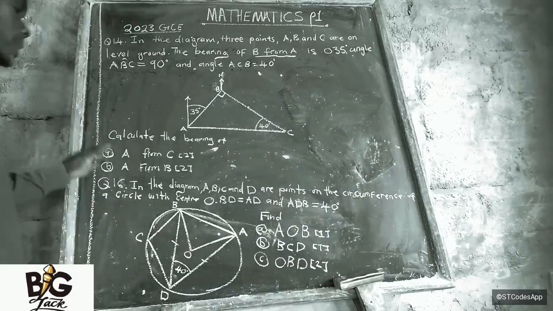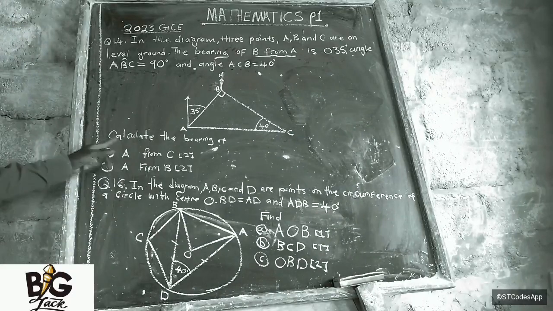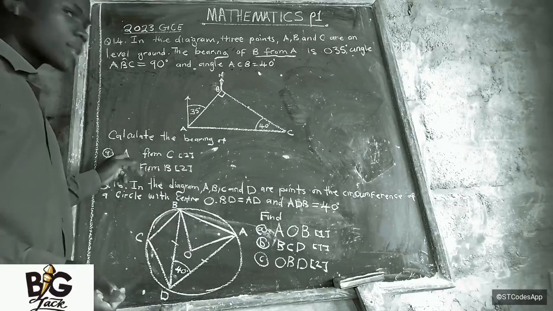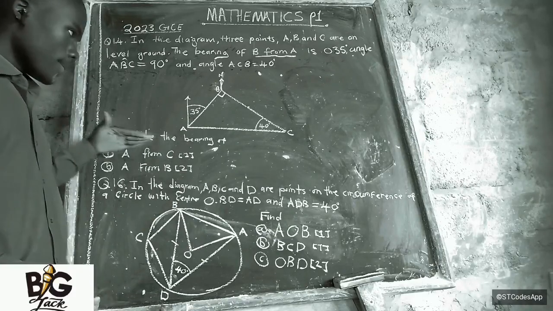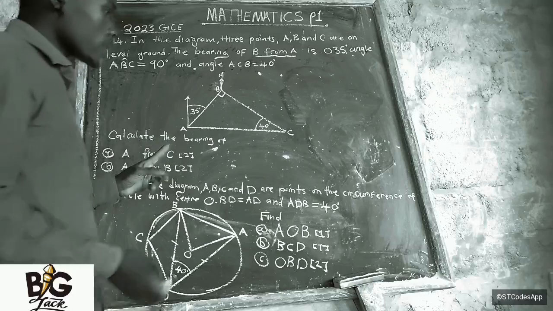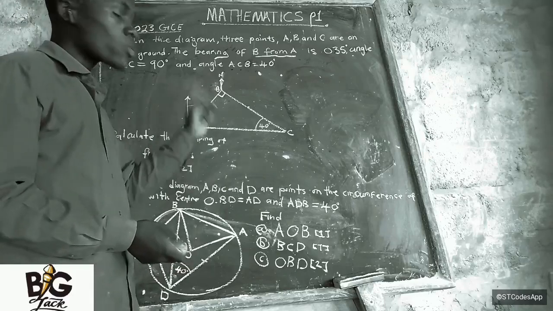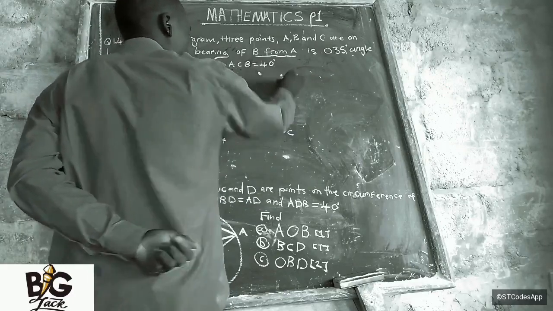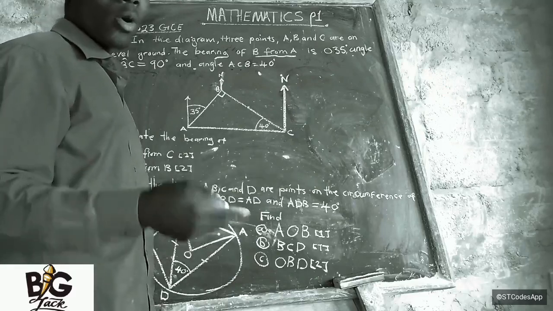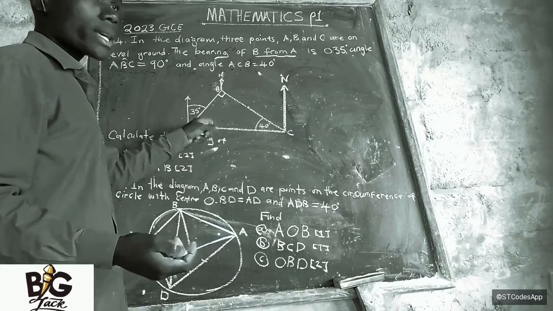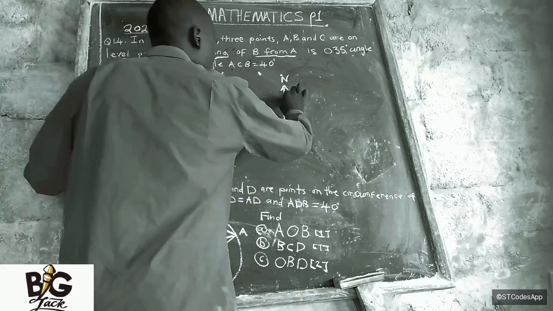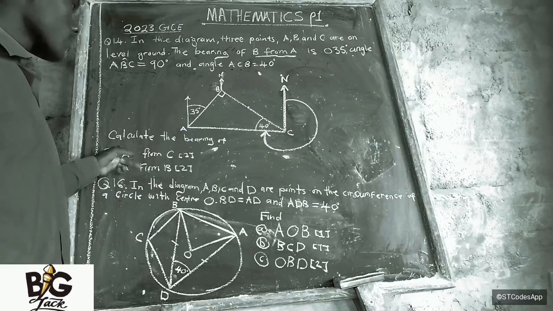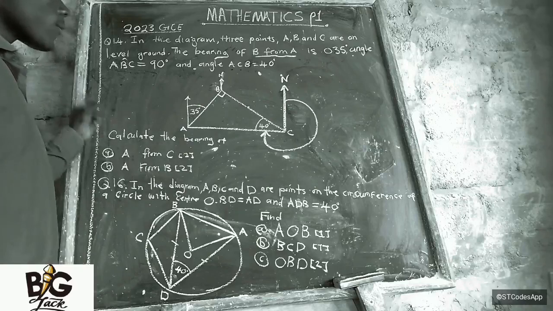Let me read the question. The question says, calculate the bearing of A from C. So in this case, we are coming from C, going to point A. So I'm going to draw the north line at point C, like this. Once I do that, remember, bearings go clockwise. So for us to reach point A, we need to draw the clockwise direction like this. Okay. So this is the bearing of A from C.